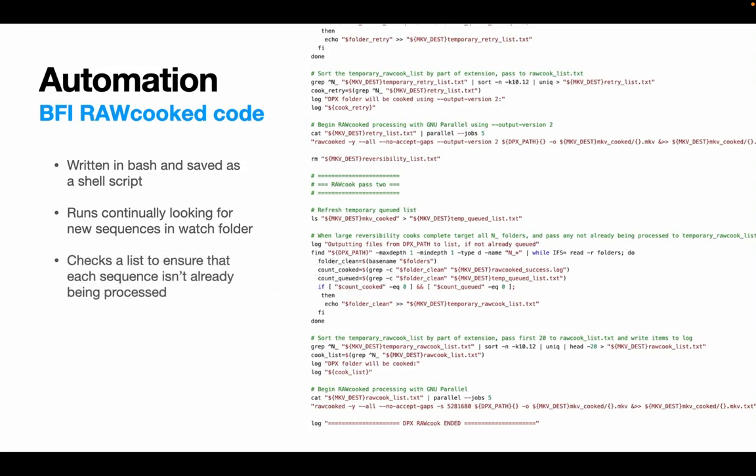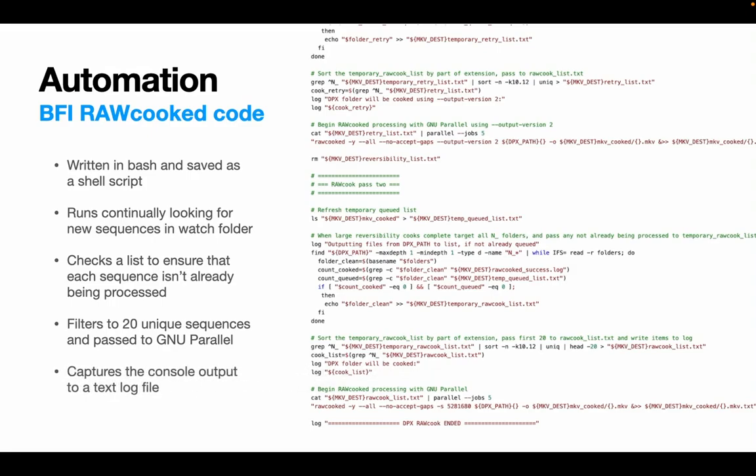Its main task is to check a watch folder for new DPX sequences moving into it. It then finds available sequence paths, sorts them into ascending numerical order, and checks if any items have already been processed from the current encoding list. If not being processed already, then the first 20 are sorted and passed to GNU parallel, which runs multiple concurrent RAWcooked encodings. When these 20 are completed, the script restarts the process all over again. For each RAWcooked encoding, the script also generates a log file, which is critical to the next stage.